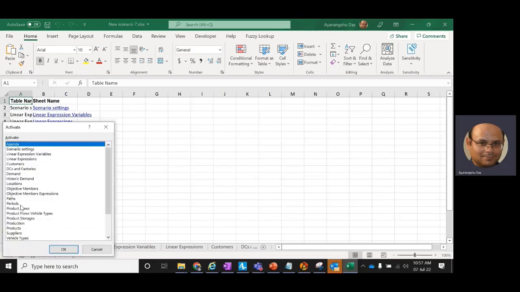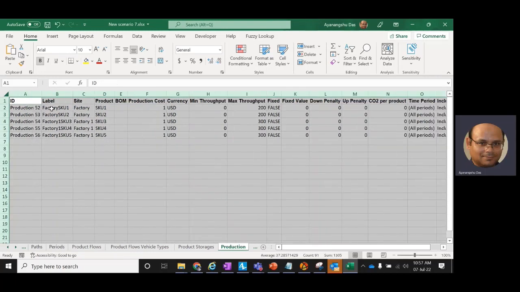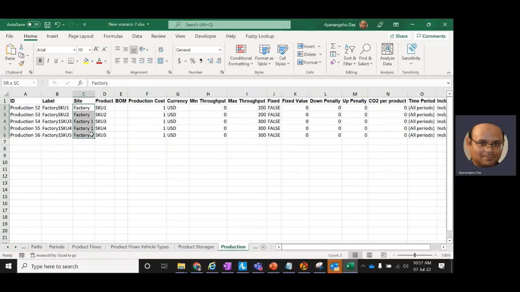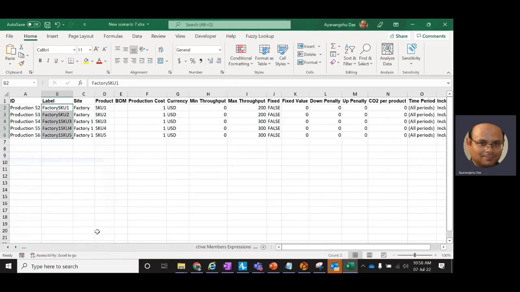So first we will go to the production table and see how it looks. All these site locations, the product informations, the throughput information, and then the labels are defined over here. And then we will see how the linear expression and linear expression variable tabs look.